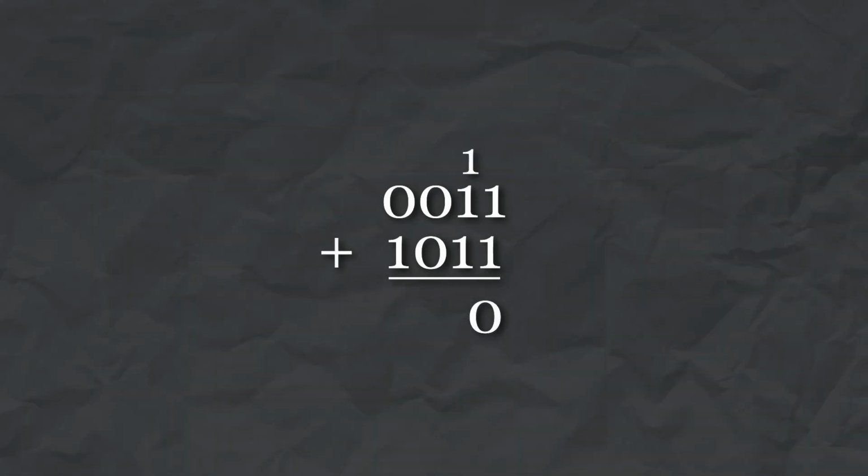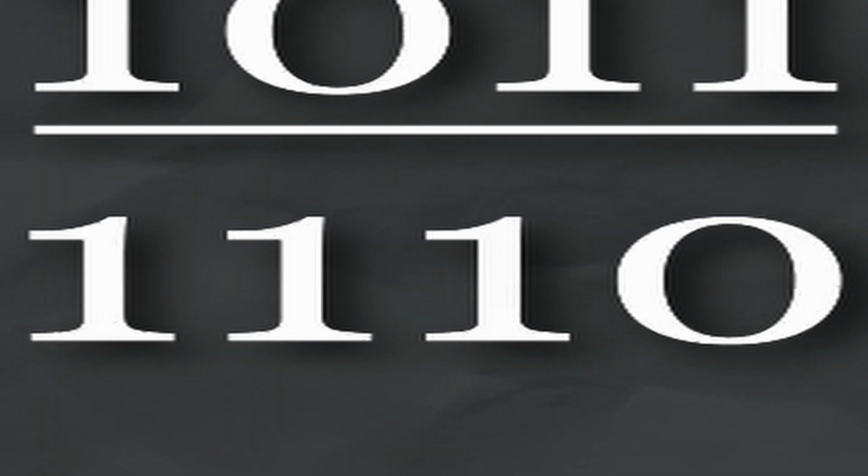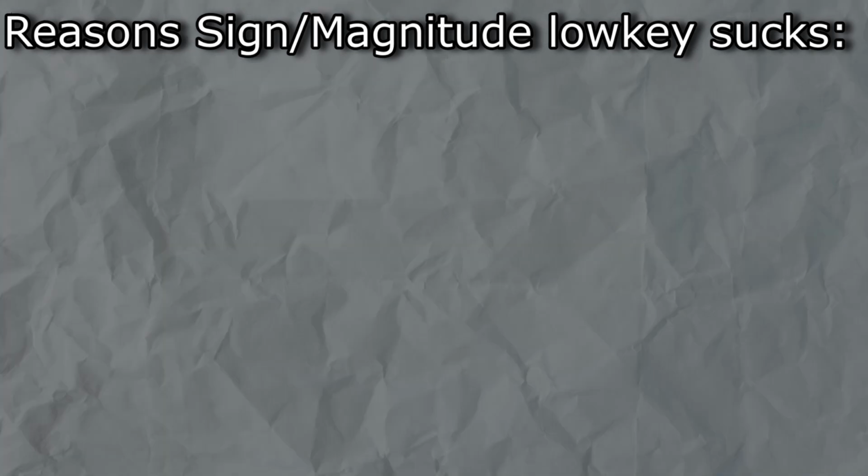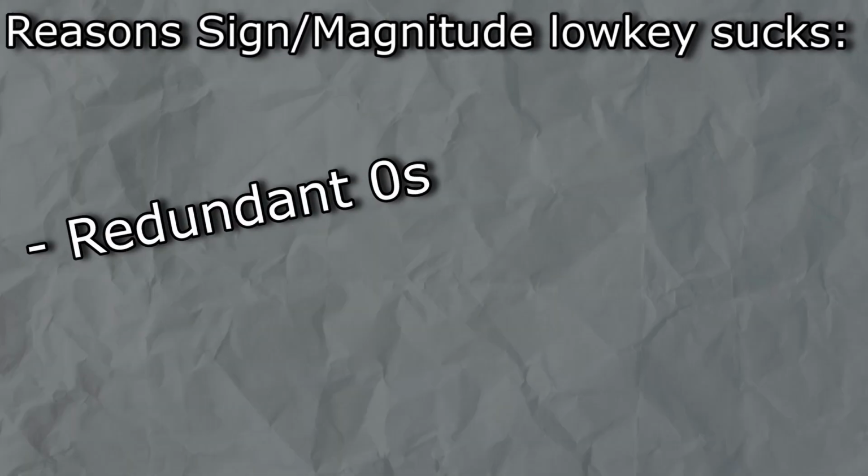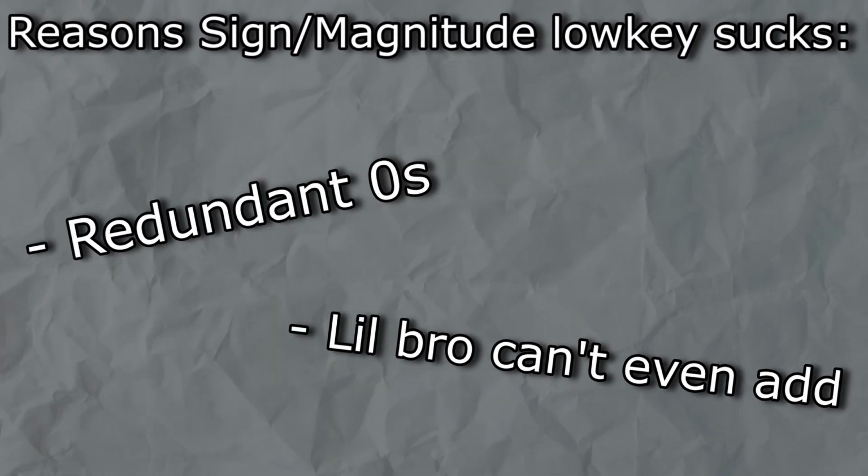If we were to add sign magnitude positive 3 and negative 3, and we do binary addition like we do normal addition, where if we get a number higher than 1, we carry the 1 over, we should get 0. But we don't though. Like, what is this, negative 6? So not only does sign magnitude give us redundant values, but addition doesn't even work.